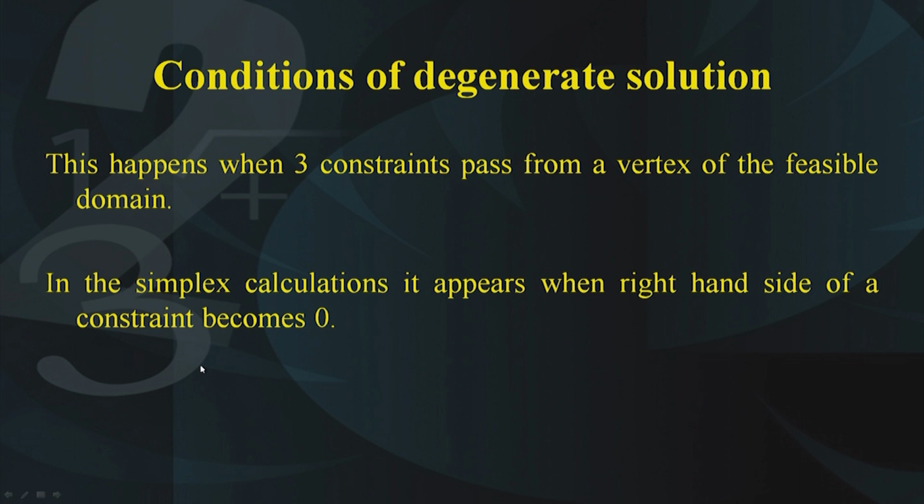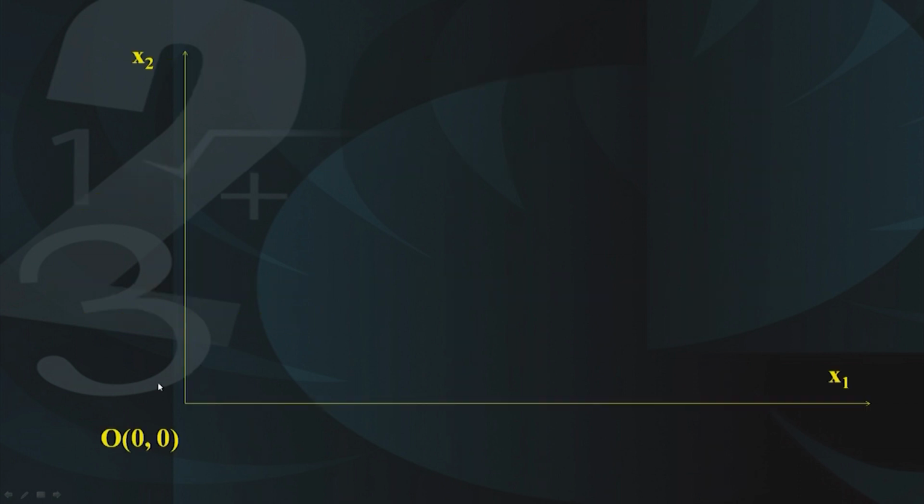So, the conditions which are satisfied for a degenerate solution are as follows. This happens when three constraints pass through a vertex of the feasible domain, and the corresponding condition in the simplex calculation is that a 0 appears in the right hand side of the constraints. So, these are the two conditions for the graphical method and the simplex method. So, let us try to draw the graph of this problem.